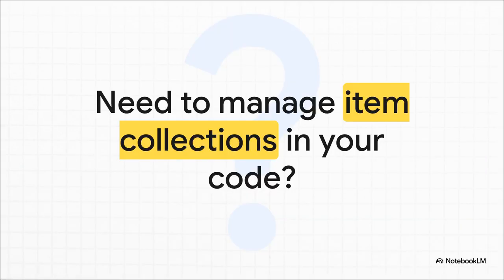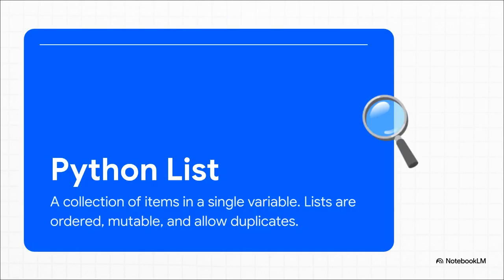I mean, seriously, have you ever tried to write a program where you didn't need to keep track of a bunch of stuff? Like a list of your favorite songs, a shopping list, a to-do list for your project, anything. You've got all this data, right? How in the world do you wrangle it all and keep it organized inside a single variable? Well, this is where Python just shines. The answer is the list.